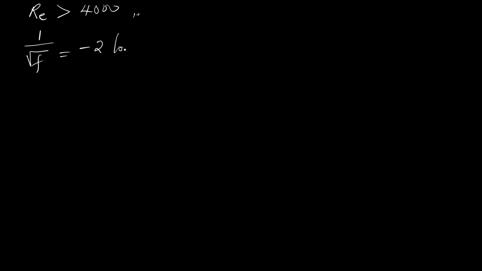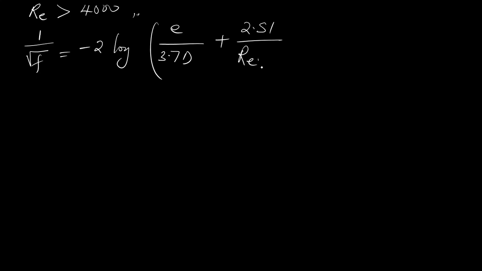minus 2 log, brackets open, e divided by 3.7 D, plus 2.51 divided by Reynolds number times the square root of the friction factor, bracket close, to base 10. So now we are going to use this equation.